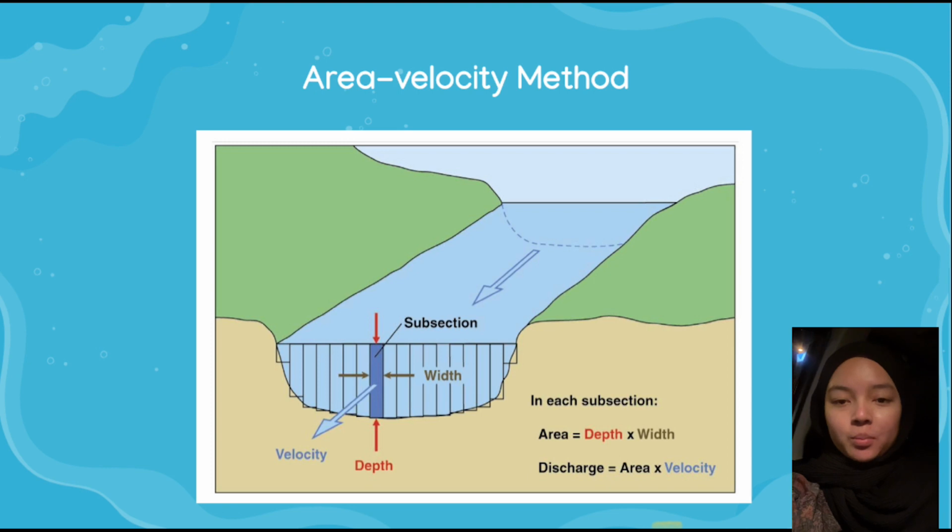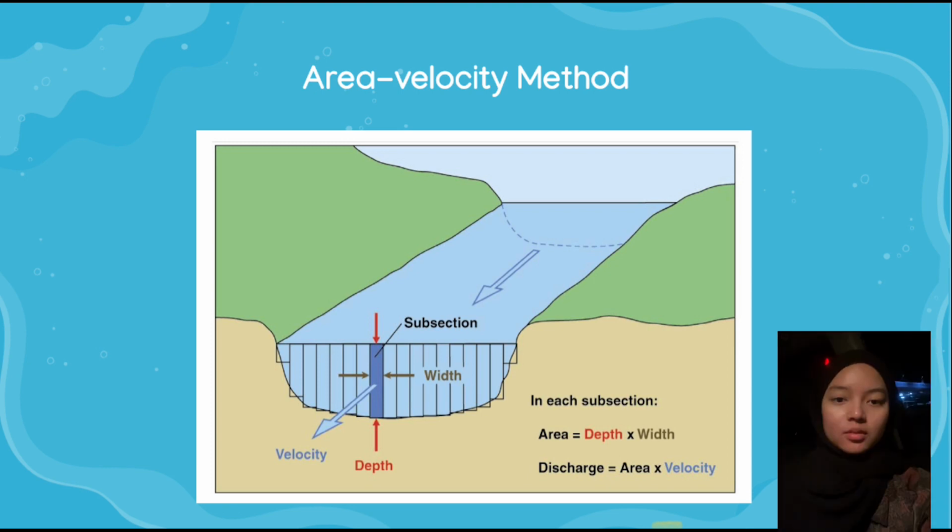I want to present about the area velocity method. The velocity area method for the determination of discharge in operations consists of measurements of stream velocity, depth of flow, and distance across the channel between observation verticals.